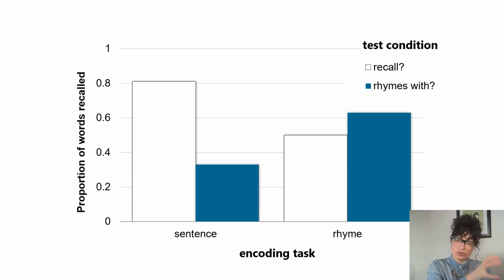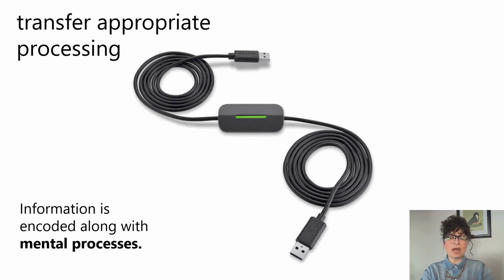If you're testing yourself during encoding, that's a mental process. Searching memory for an answer is a mental process that you're literally going to have to reproduce under testing conditions. So by matching those mental processes, you're taking advantage of matching conditions. This is referred to as transfer appropriate processing, because essentially the kind of processing you're using at one end is the same kind of processing that you're using at the other end.